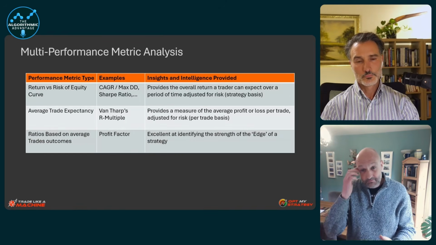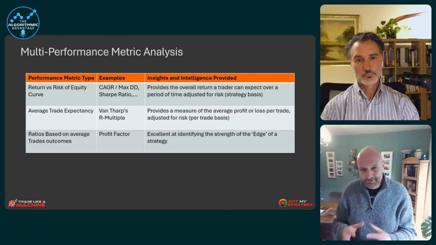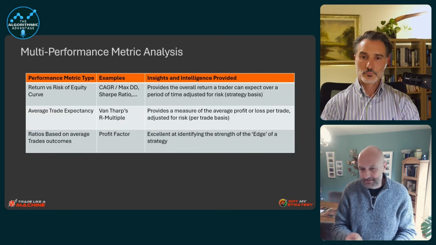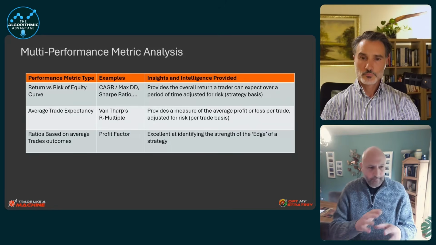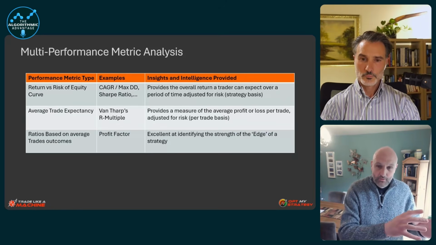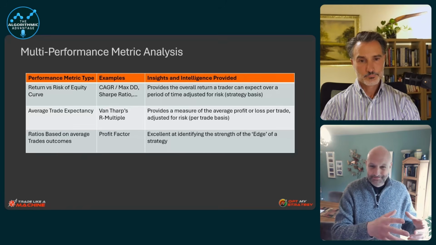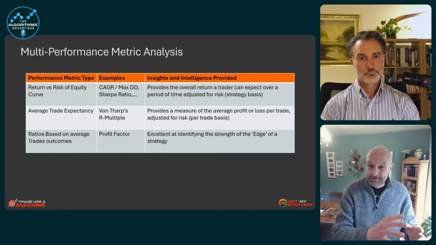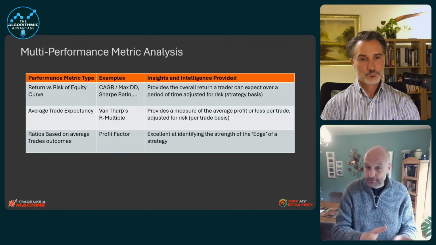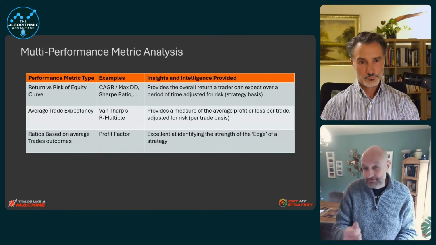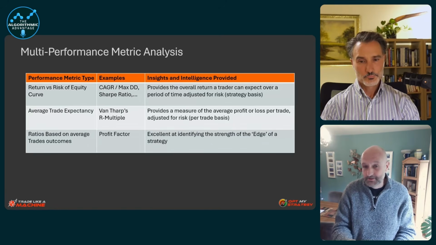And then you've got ratio-based individual trade outcomes. So here, profit factor fits into this. Profit factor looks at, on average, the gains from all of the individual trades compared to the losses of the loss-making trades. How does that metric compare? And I found that this is really excellent at distinguishing how good the edge is from different parameters.